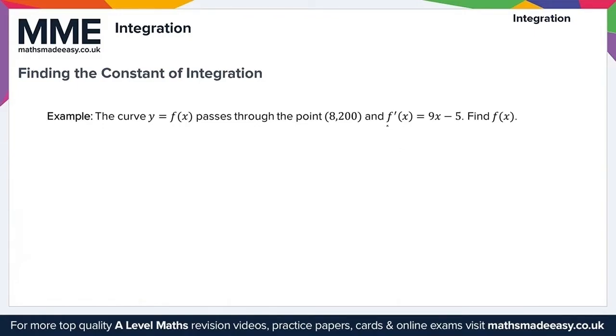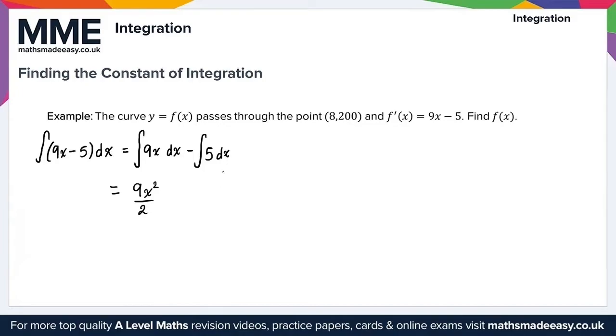Now to start with, what we've got is f prime of x. So here what we need to do to get f of x is integrate this. So if we integrate 9x minus 5 with respect to x, again we could just do this term by term. This is the integral of 9x with respect to x, minus the integral of 5 with respect to x. Integrating these separately, the integral of 9x with respect to x would give us 9x squared divided by 2. So add 1 to the power, that gives us x squared, and then we divide by the new power. And this is minus the integral of 5, and if we integrate 5 with respect to x, that would simply give us minus 5x.